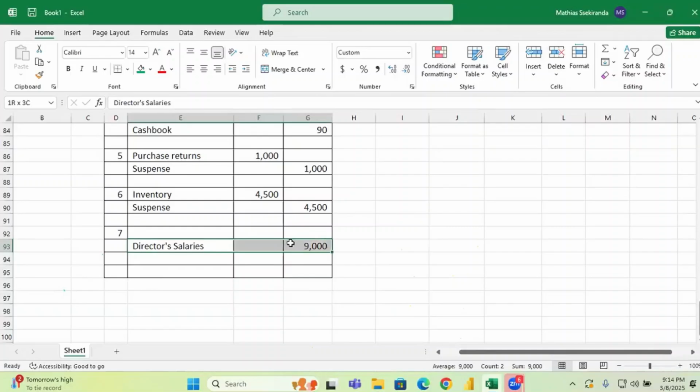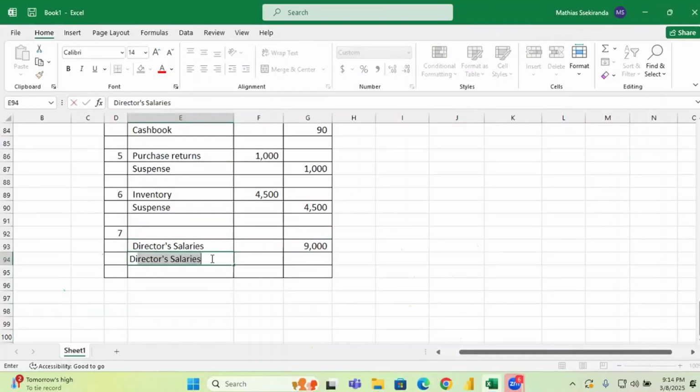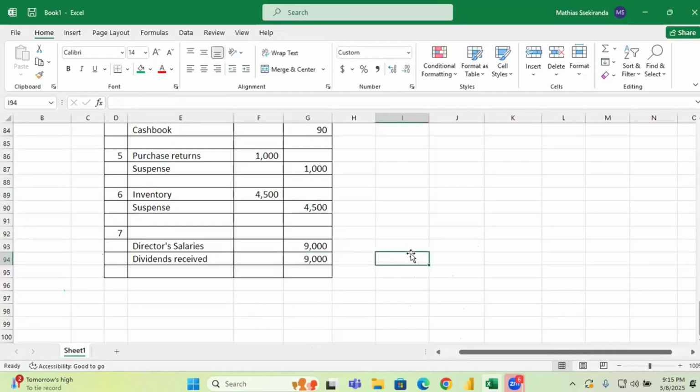What do we do when we receive dividends? We credit dividends received, because it is an income. You credit the dividends received account because it is an income. All incomes are credits. And then step number 4, compare the debit and credit. The debit has 0, the credit has 18,000. So this difference goes to the suspense, 18,000.